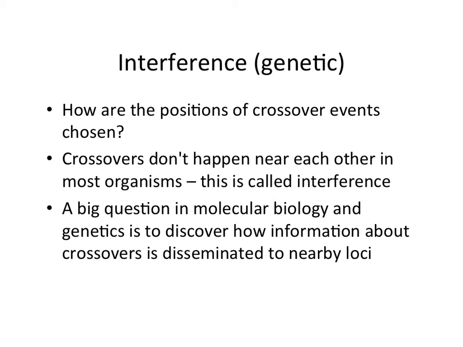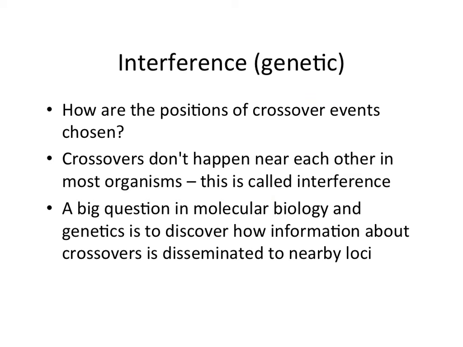But one way that crossovers are not random is that when you have a crossover happen, the likelihood that there's another crossover very nearby is much lower than the likelihood of having another crossover farther away. So this is more frequent than you would see two crossovers very close to each other on the chromosome. This is called interference. This crossover is interfering or pushing other crossovers far away from it on the chromosome.